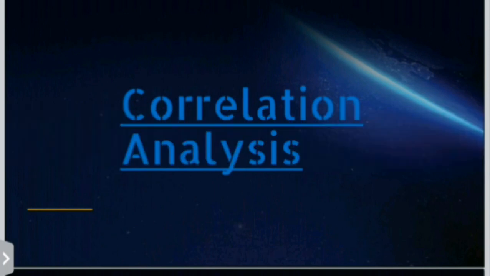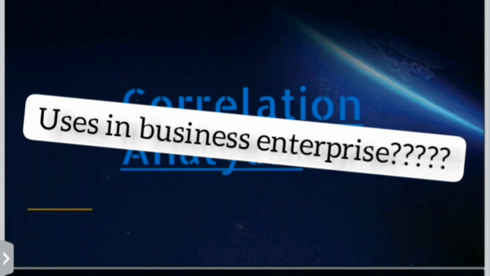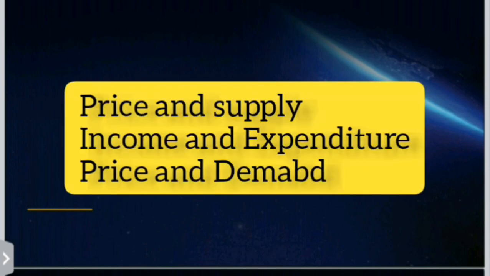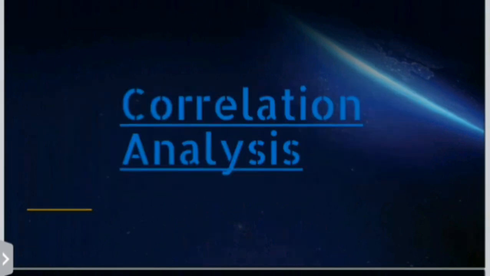So now how is this correlation used in a business enterprise? What is the practical side of correlation in a business enterprise? We know that most of the variables show some kind of relationship. Like there is a relationship between price and supply, there is a relationship between income and expenditure, and there is a relationship between price and demand. So all these variables are related to one another in some kind.